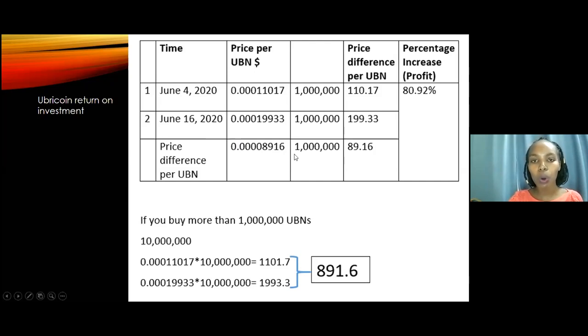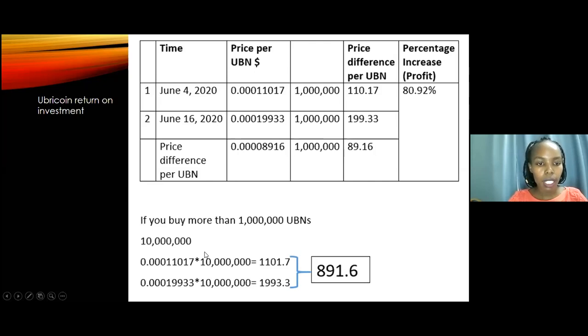It is good when you're working with a large amount of Ubricoins, because if you focus on one Ubricoin, you can see the profit is not much. But if you are working with 1 million Ubricoins, you would have bought 1 million Ubricoins on June 4 with $110, and if you sold the same Ubricoins on June 16, which is today, you would have sold them at $199. The profit that you would have made between June 4 and June 16 is $89, and that is an 80.92% increase in price.